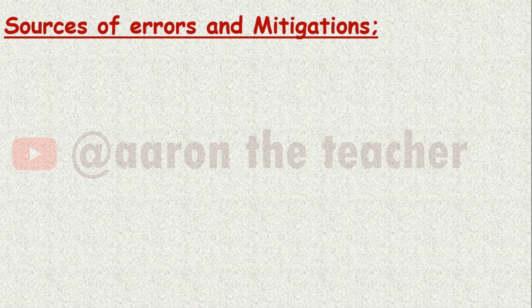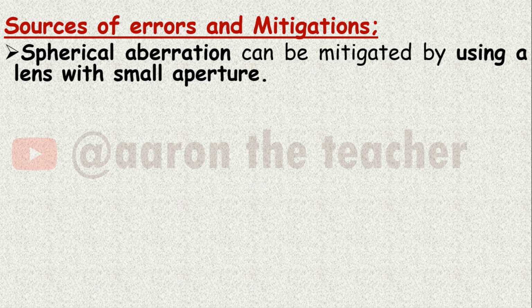Sources of errors and mitigations. The first error we are having is spherical aberration, which can be mitigated by using a lens with a small aperture. If the lens has a very large aperture, it can cause an error in the values.